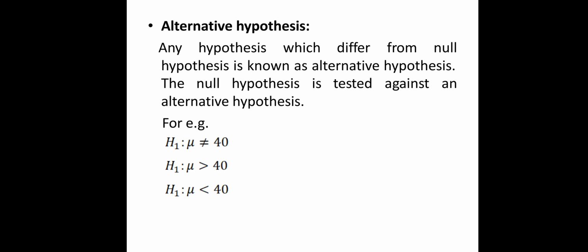Three kinds of alternative hypothesis we can consider for test of significance: one is mu not equal to 40, one is mu greater than 40, and one is mu less than 40. But in a particular test we will not be testing all the hypotheses simultaneously, but any one of them. Against a null there will be only one alternative hypothesis. So any hypothesis which differs from the null hypothesis is known as an alternative hypothesis. The null hypothesis is tested against an alternative hypothesis.